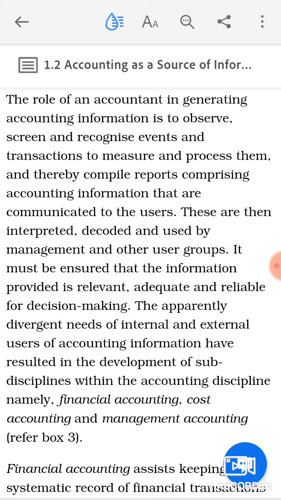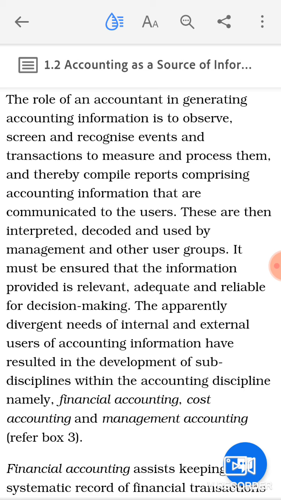Taxation authorities will decode the information in their own way so that they can assess the tax liability of the business. Workers and employees want a hike in their salary and better working conditions, so they are going to decode the information in their own way. So every individual is going to decode the information for their own requirement.